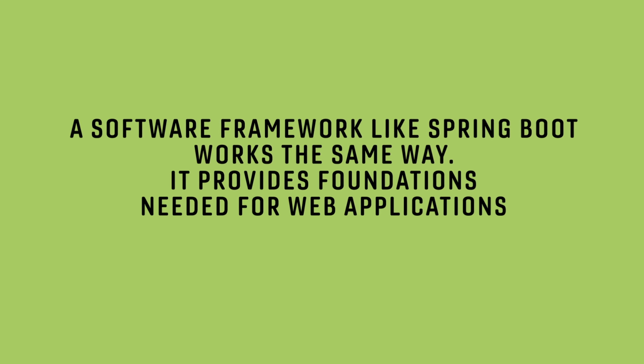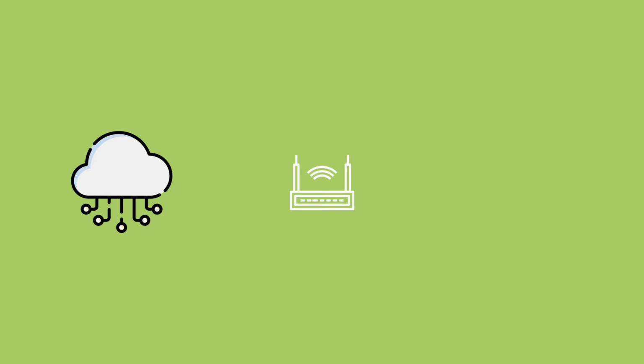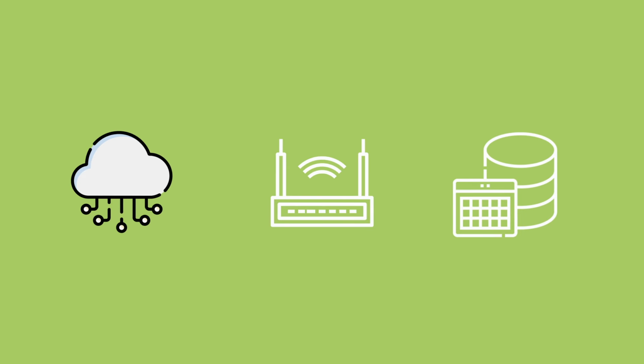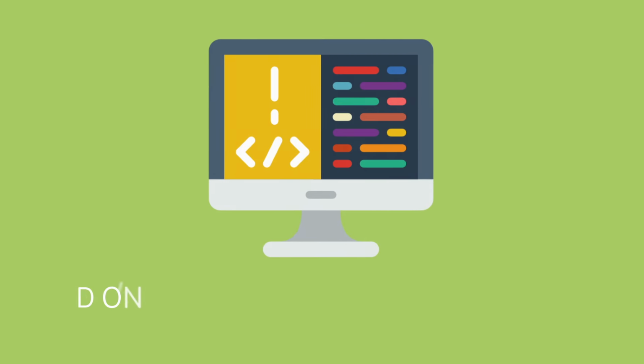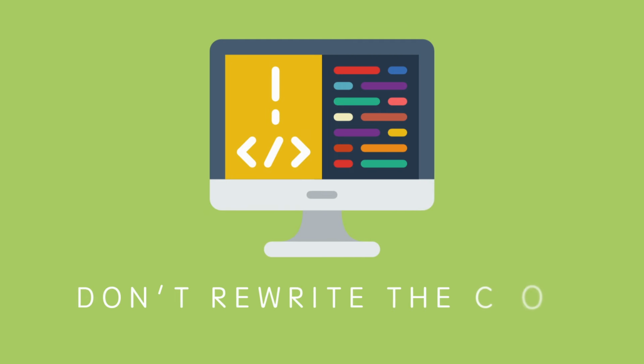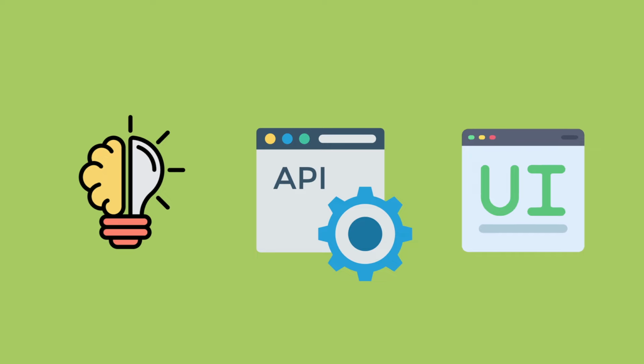It provides foundations needed for web applications, things like the server, routing, database connections, and more. With the Spring Boot framework in place, developers don't have to rewrite all that core code. They can focus on building the specific parts they need for their application, like the unique logic, APIs, and user interfaces. Spring Boot handles the common repeatable tasks so developers don't have to reinvent the wheel each time.